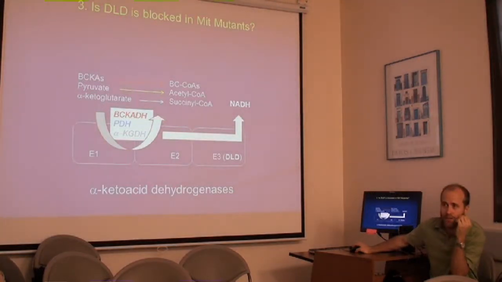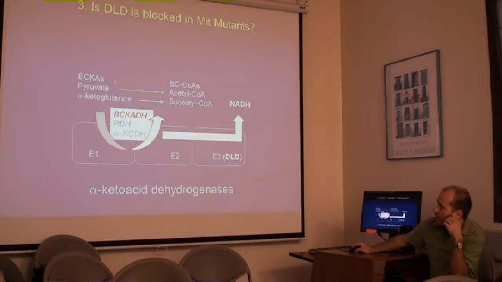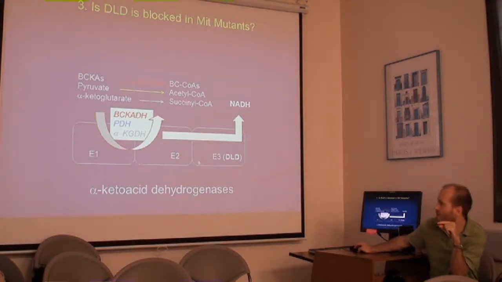Okay, so let's get into the meat here. As I said before, our alpha keto acid dehydrogenases, there's three of them: the branch chain keto acid dehydrogenase, pyruvate dehydrogenase, and alpha ketoglutarate dehydrogenase. All of them are comprised of E1, E2, and E3 subunits. E3, the dihydrolipoamide dehydrogenase, another name for it, is the shared subunit. It's common to all of them. The only one that's common. The prediction would be, since we see all these keto acids and all these hydroxy acids building up, maybe we're actually inhibiting DLD.